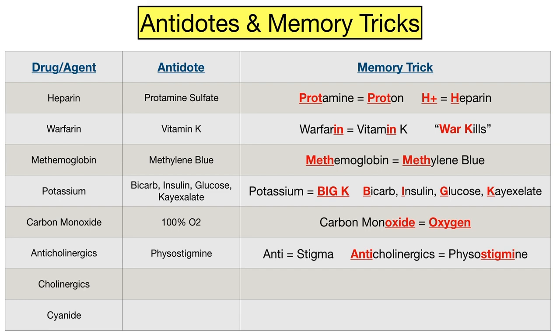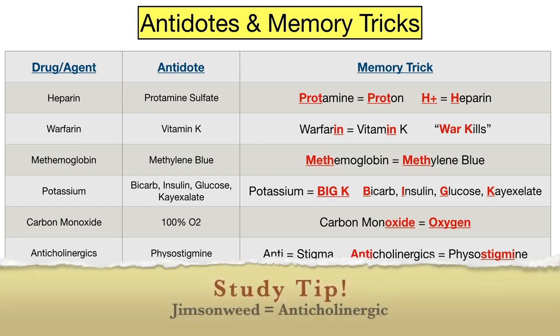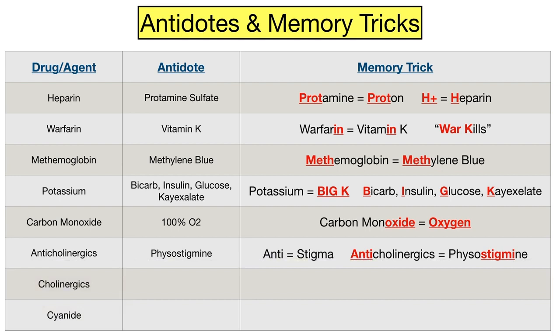Another tip for medical and board exams is board exams like to test on Jimson weed, which is an anticholinergic agent and can cause anticholinergic toxicity. There's a previous video on anticholinergic toxicity if you want more information on the side effects and management, and I'll link that down below. Next we have the opposite of anticholinergics, and now we have cholinergics.